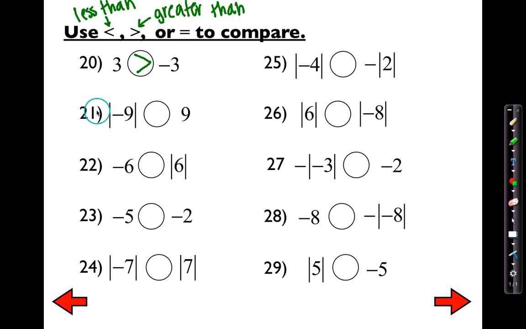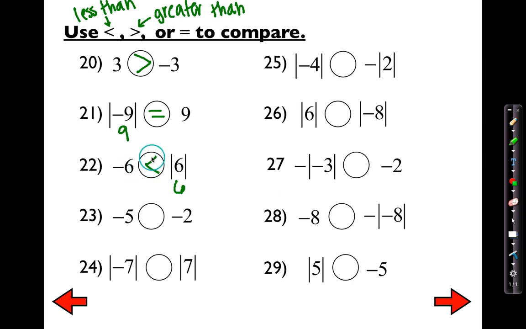So here, number 21, what's the absolute value of negative 9? Well, it's 9. So how does 9 compare to 9? Well, they're equal. Negative 6 and the absolute value of 6. Well, the absolute value of 6 is still just 6. I would say negative 6 is less than 6, so I'm going to go ahead and write this symbol here, which is the less than symbol.